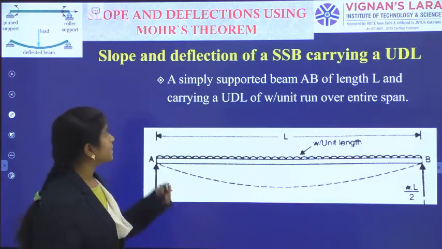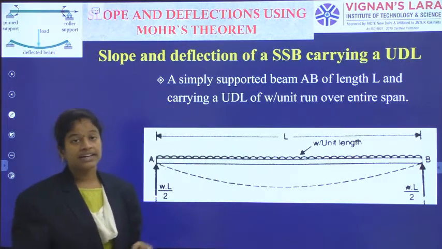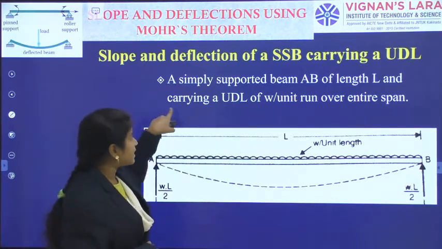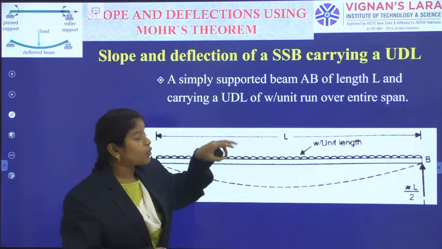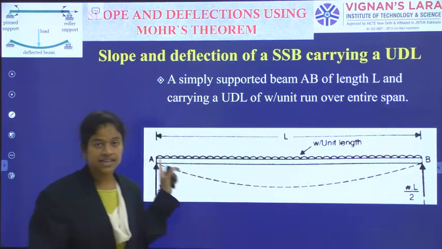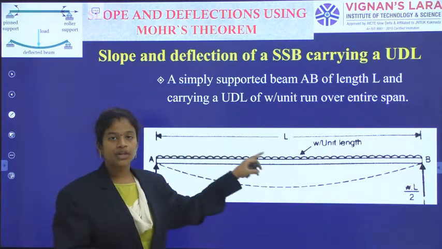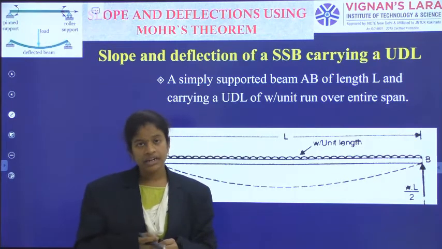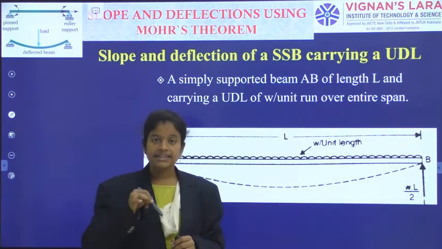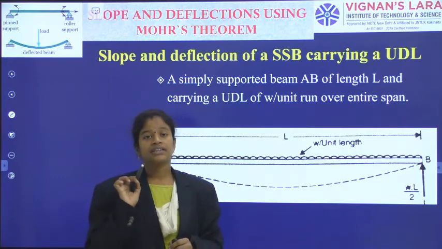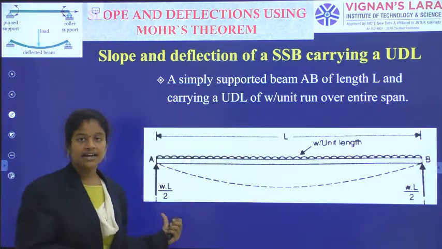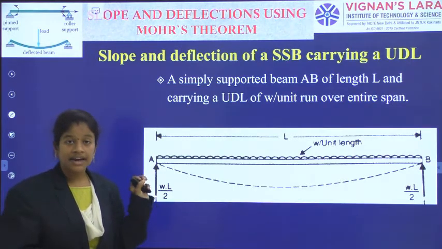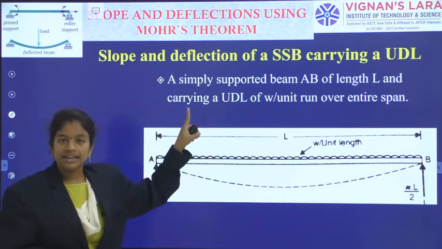Okay, the next thing is a simply supported beam carrying a UDL over the entire length. For this case I am calculating the slope and deflection. So a simply supported beam AB of length L carrying a UDL of W per unit run over the entire span. The simply supported beam has ends A and B, and it is carrying the UDL of intensity W per unit run over the entire length. As the loading is symmetrical, here also I can say at the center the deflection is maximum, and at the center point the slope is equal to 0, and the corresponding reactions are WL by 2 and WL by 2.